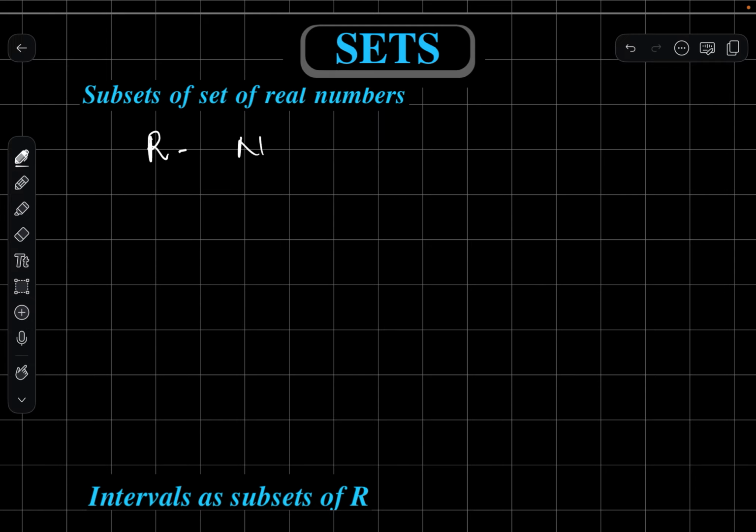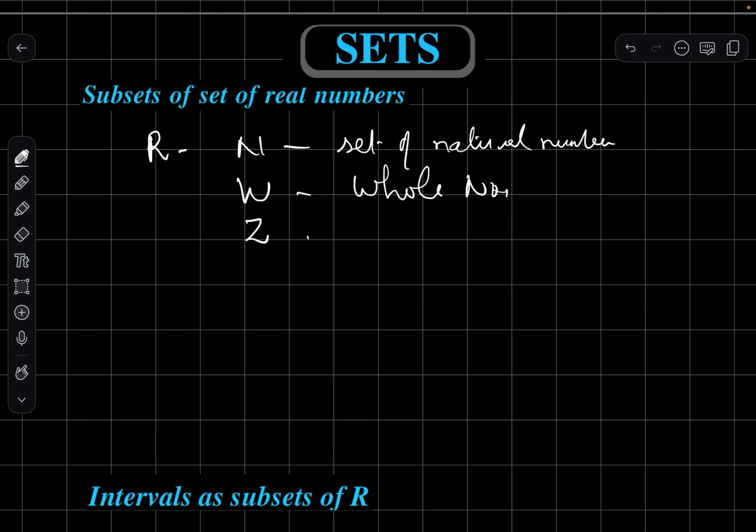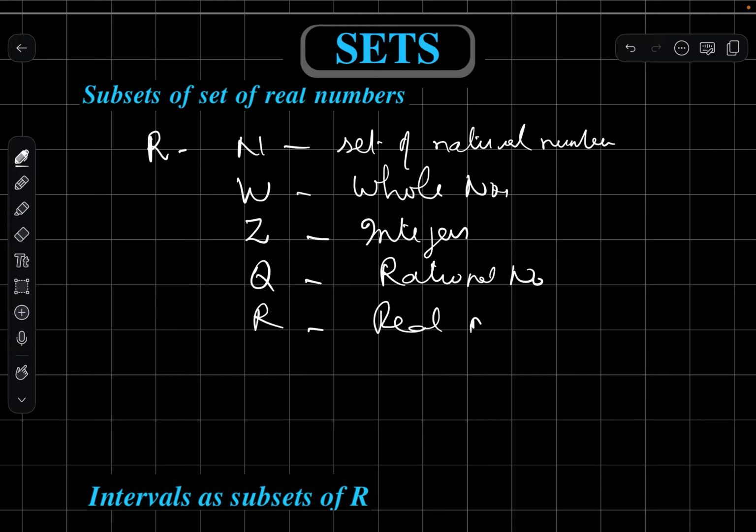What are they? First comes N, the set of natural numbers. I'm not going to write each and everything, I will just say it. Then comes W, the whole numbers. Then comes Z, which is the set of integers, and then rational numbers Q, and then the real numbers. So in this, which one is the largest set?